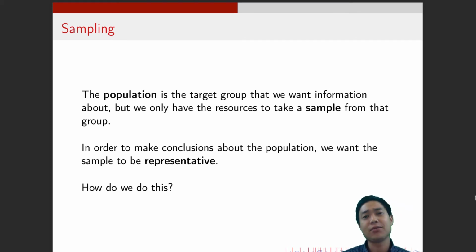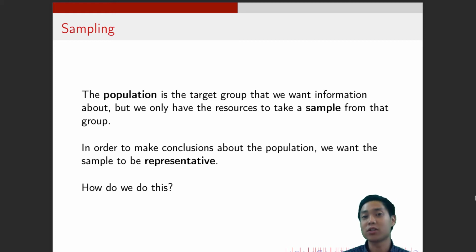Basically, the population is the target group that we want information about. So just everybody that we want information about. But we only have resources to take a small group of those people. You can't really just ask everybody in the US the same question all the time. There is a census that goes out and that's asked of everybody in the US, but generally for everyday things, that can't happen just because it's so costly. And so we have to take a sample.